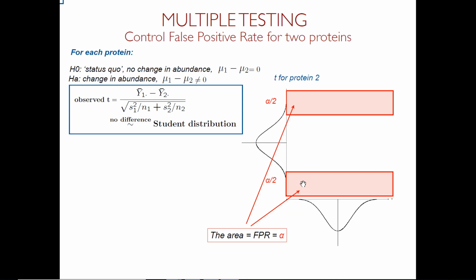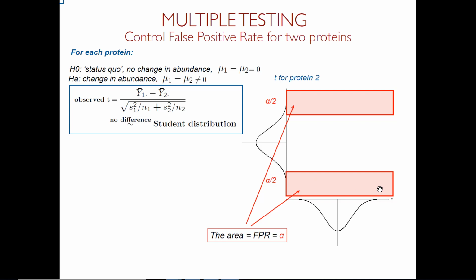Now, for protein 2, it's the same thing. If we have this distribution, the area in the tail is our rejection region, we reject the null hypothesis, and we do it regardless of what happens for protein 1. So now this area is the probability of a false positive for protein 2.